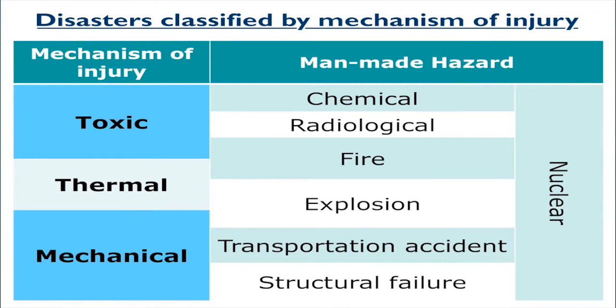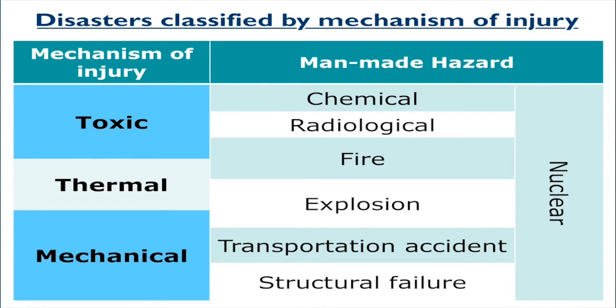And this particular table represents those mechanisms of injuries that we were talking about with these man-made hazards. Chemical and radiological disasters all cause this toxic mechanism of injury. Fire actually has an overlap between toxic as well as thermal. It's the same as explosion, which has an overlap with thermal as well as mechanical. And then transportation accidents, as I mentioned, and structural failures are purely mechanical.